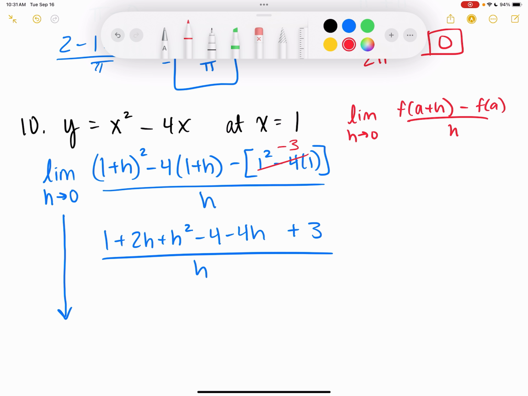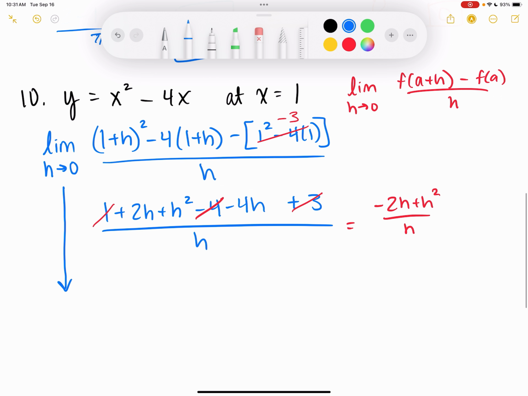And so then you're just left with stuff with h's, and then we can factor the h out. So I've got 1 and 3, which is equal to 4, and then a minus 4, so I can cross all that out. And so then I'm left with a negative 2h plus h squared over h. So I'll factor out an h. So I've got h times negative 2 plus h, over h.